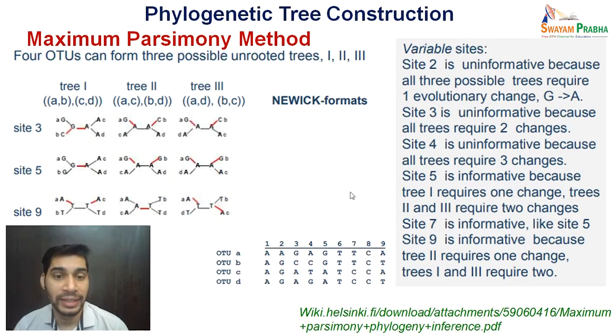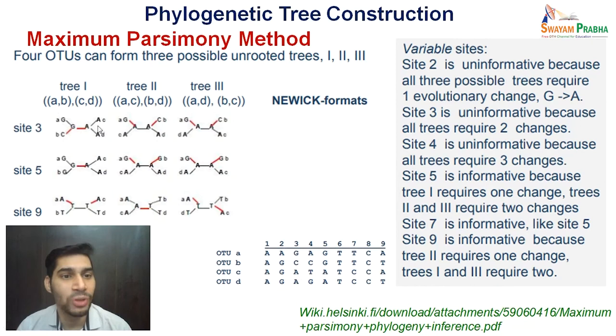Before we go ahead, you can see three different trees shown here. Four OTUs form these three possible unrooted trees 1, 2 and 3. Let's say this is site 3, that means A, B, C and D, which is shown here. In A, at this position G is there, in B it is C, in C it is A, and in D it is A. So let's assume these are the ancestral groups from which these four groups have emerged.